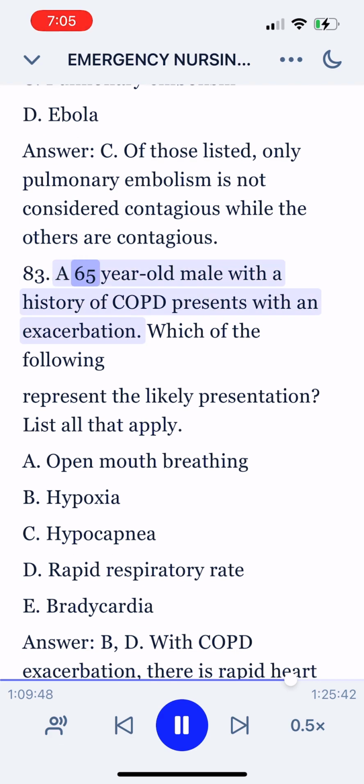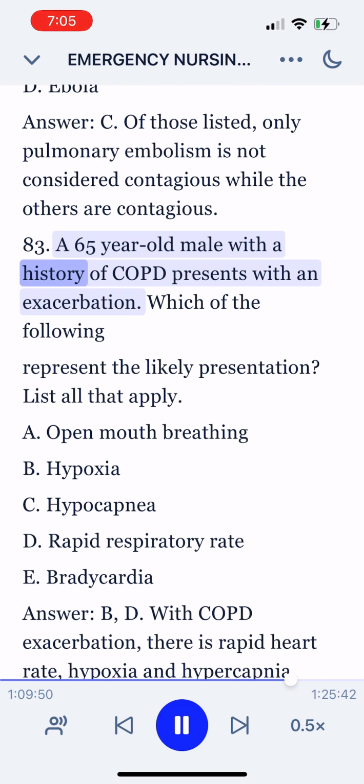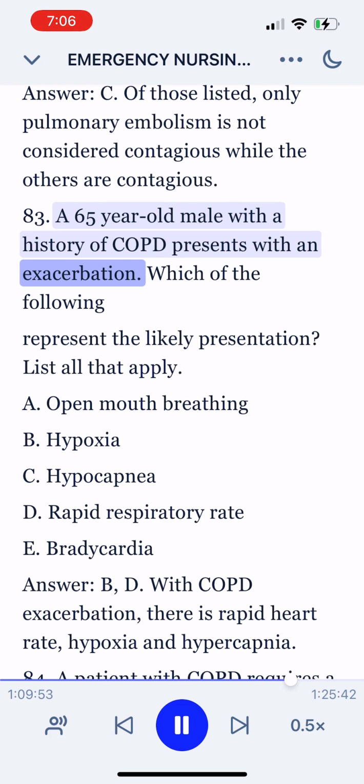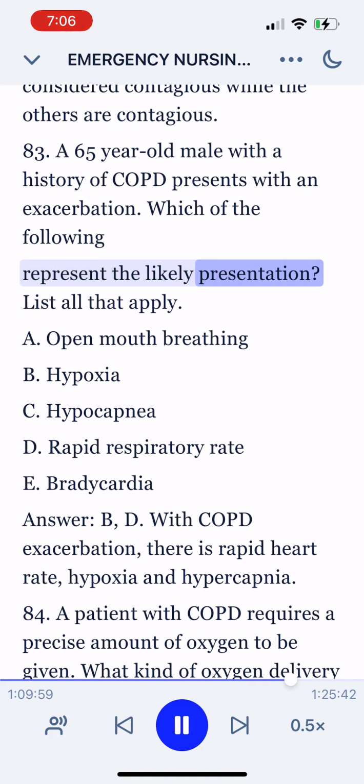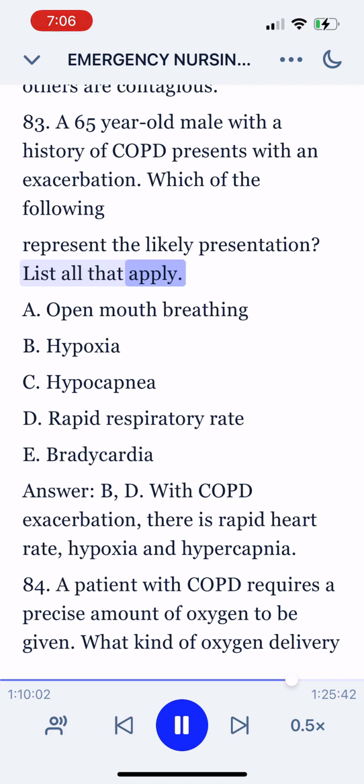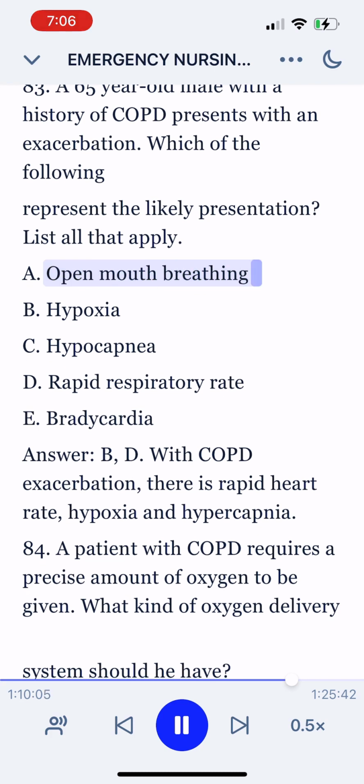83. A 65-year-old male with a history of COPD presents with an exacerbation. Which of the following represent the likely presentation? List all that apply. A. Open mouth breathing. B.